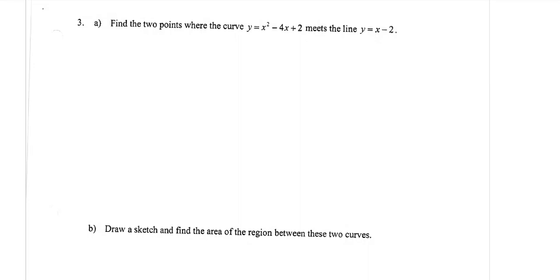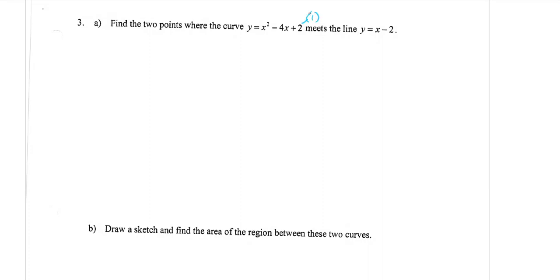All right, number 3. Find the 2 points where the curve y equals x squared minus 4x plus 2, so it's another parabola, and the line y equals x minus 2. Find where they meet. Simultaneous equations again.